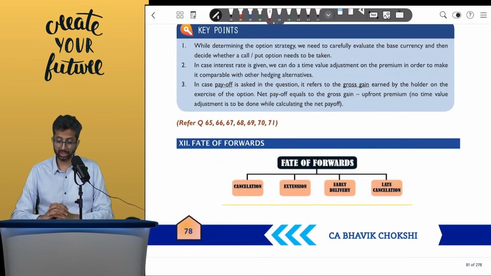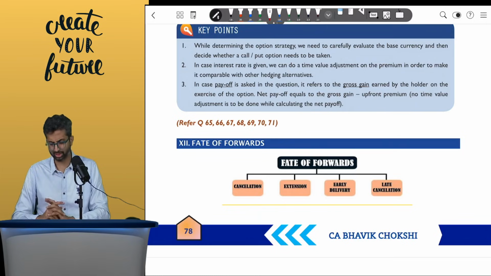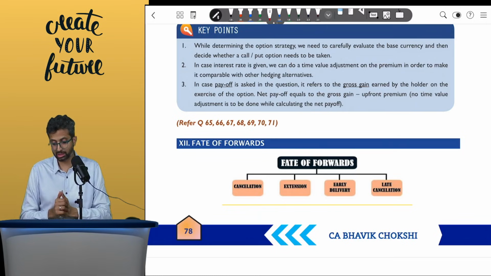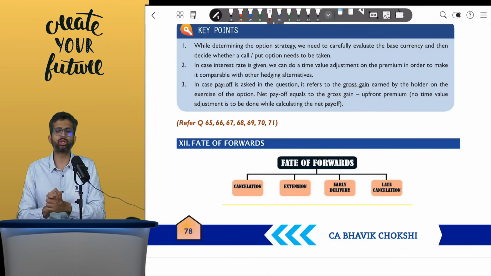Now, a very problematic case in case of forward is the fate of forward case, where there can be a cancellation or extension, which is fairly easy, but then there is early delivery and late cancellation, which is kind of a bit of a headache.